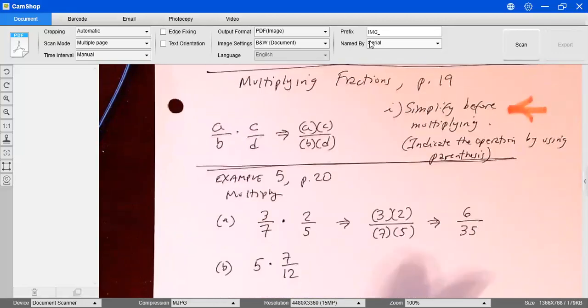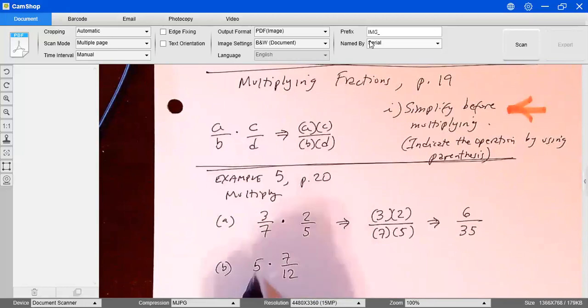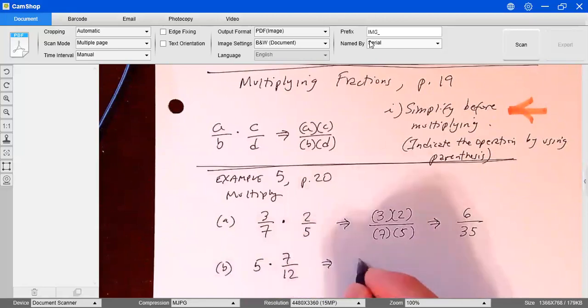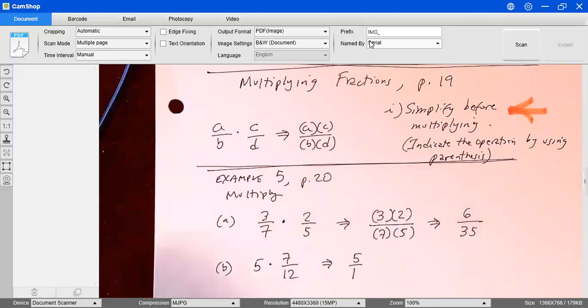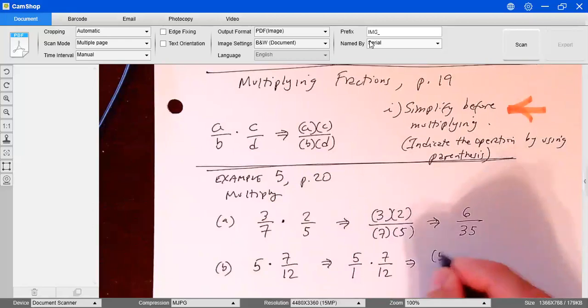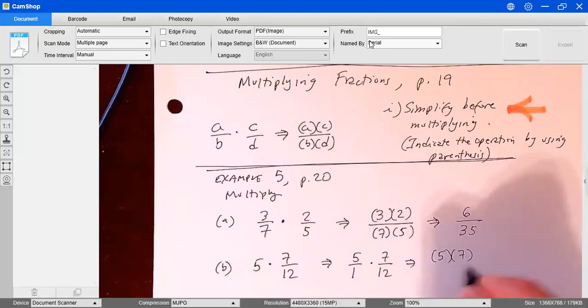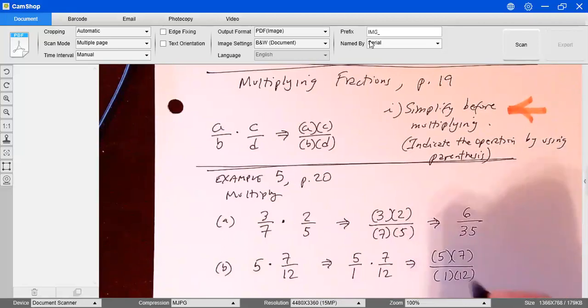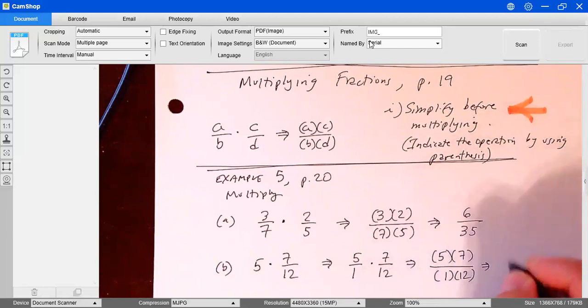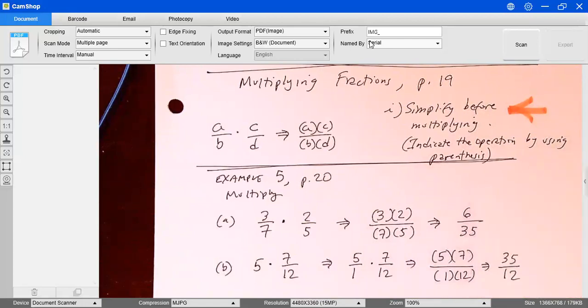7/12. So here you need to remember that any integer can be represented as a fraction by dividing that integer by 1. And then we have 7/12. Then we rewrite this by using parentheses. And then we look for common factors. There are no common factors, so we proceed with the multiplication. This is going to be 35/12. So for me, this is the final answer.